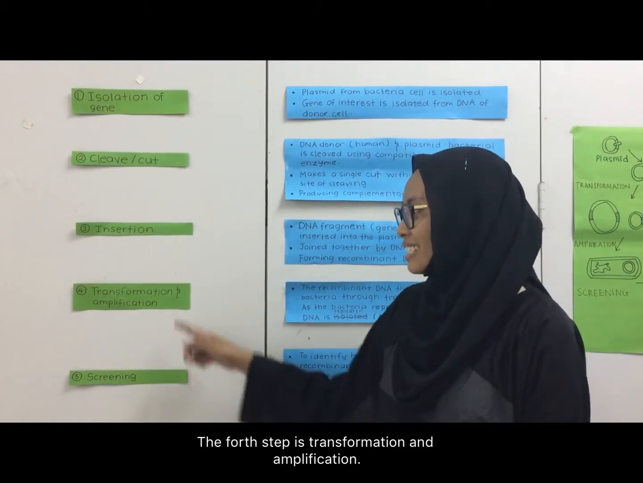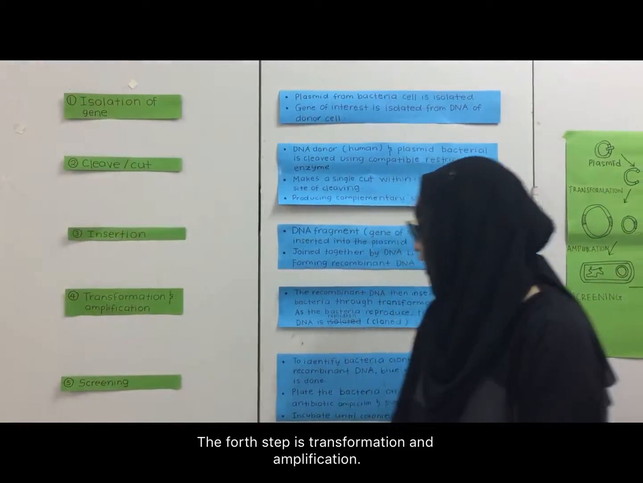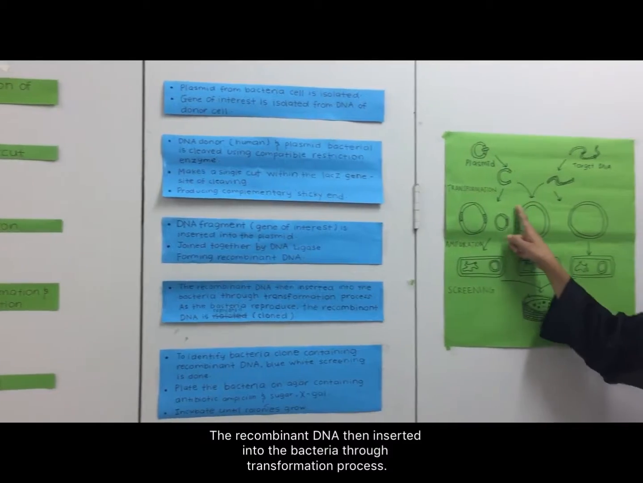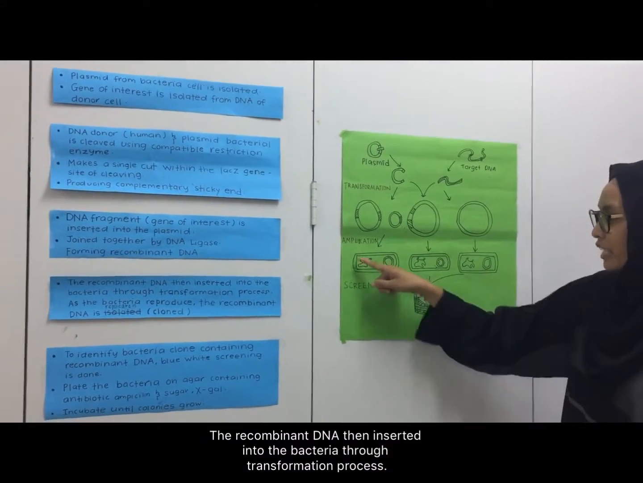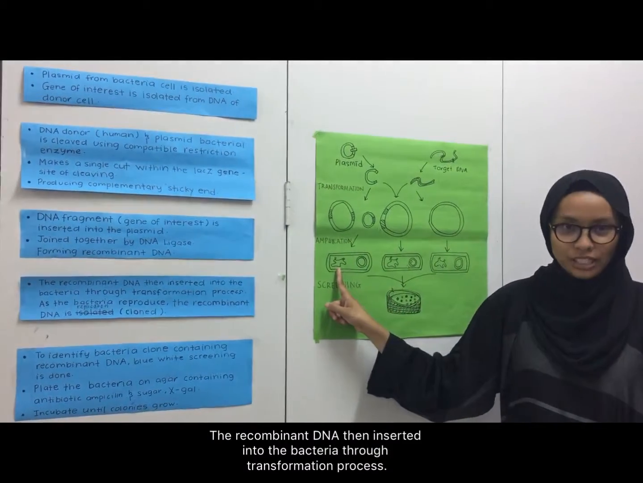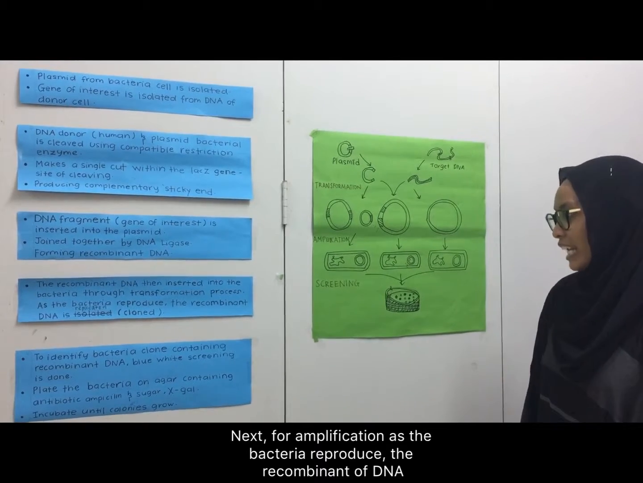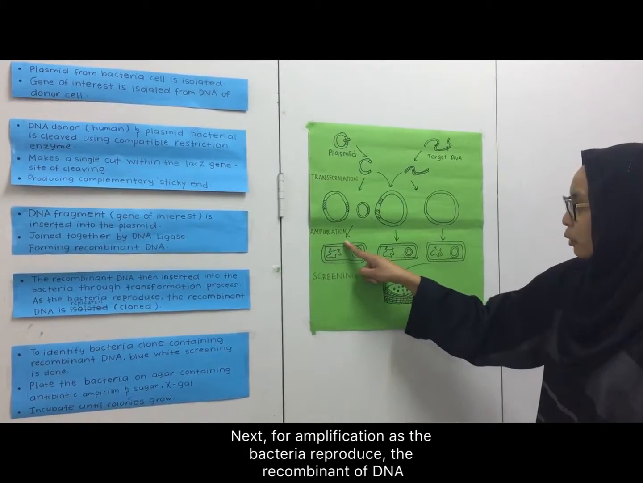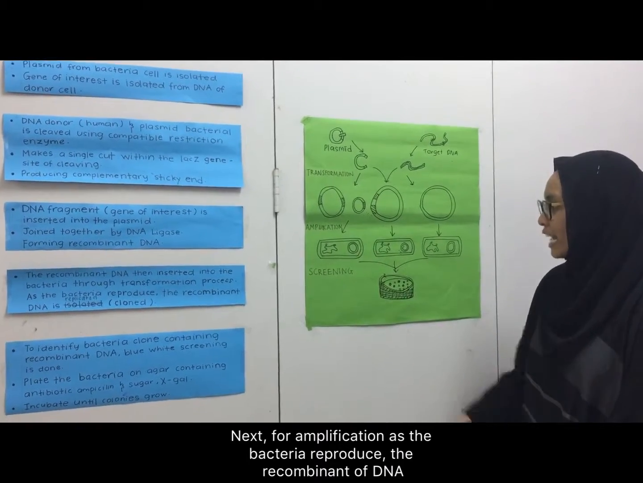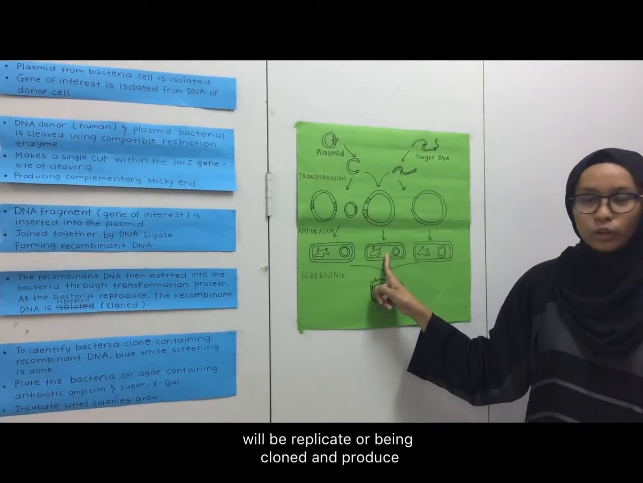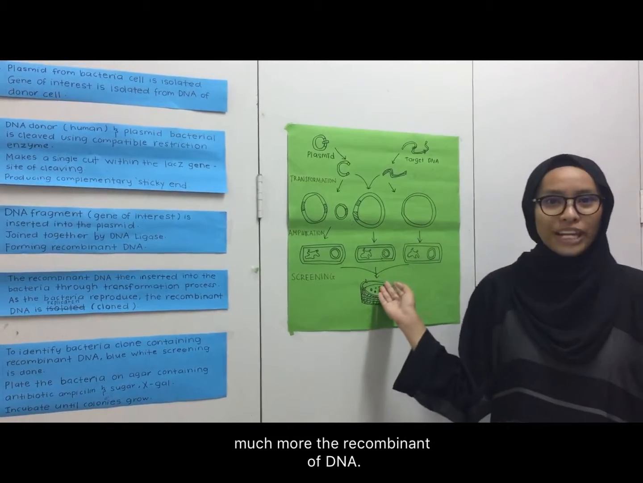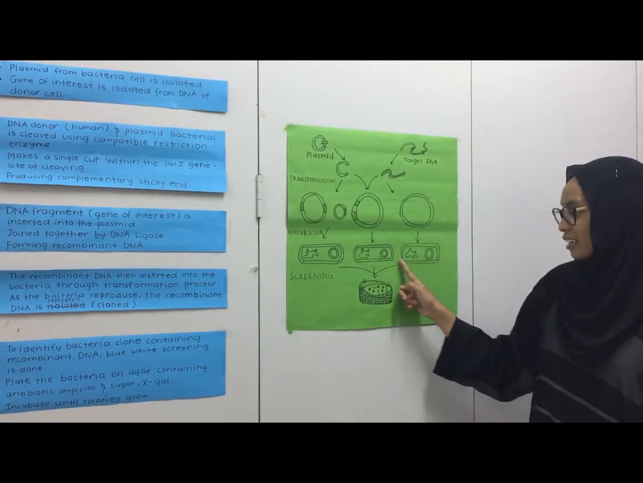The fourth step is transformation and amplification. The recombinant DNA is then inserted into the bacteria through the transformation process. Next, for the amplification, as the bacteria reproduce, the recombinant DNA will be replicated or cloned and produce many more copies of the recombinant DNA like this.